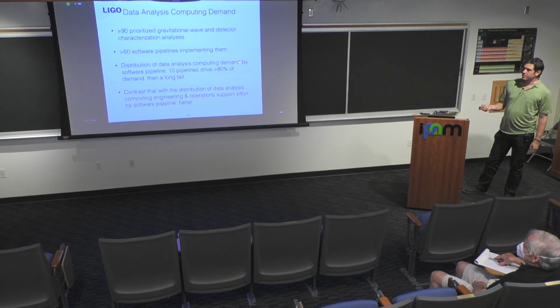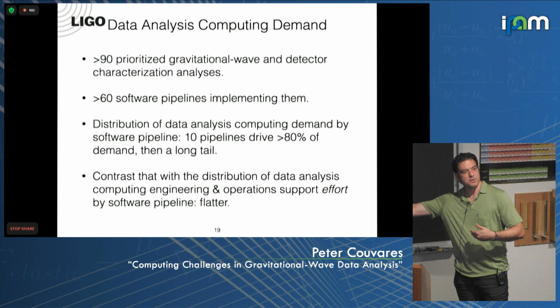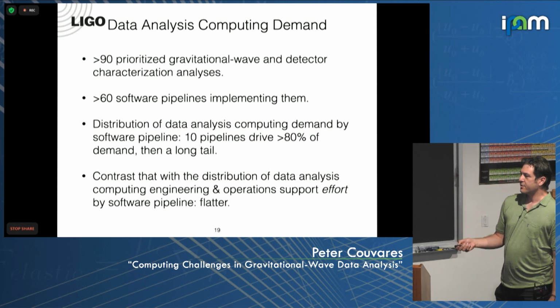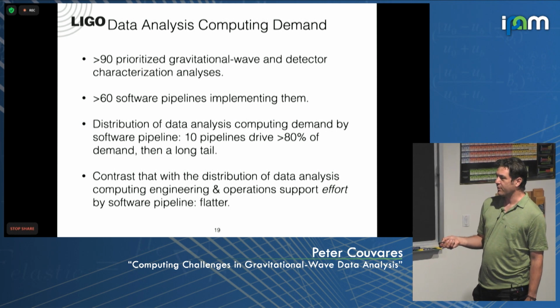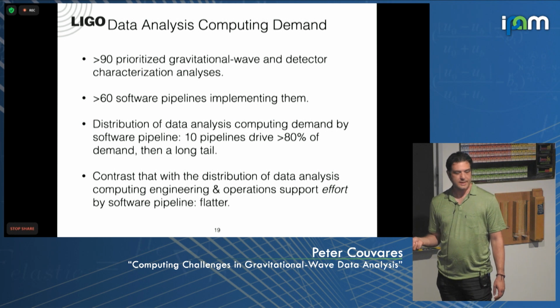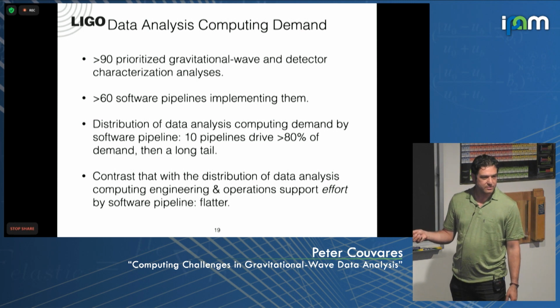Interestingly, the distribution of computing demand in terms of the number of cycles: about 10 searches, and it probably is 10 pipelines as well, drive about 80% of our demand. And then there's a long tail. So we have a small number of searches that are very computationally expensive, and then a bunch that are much less so. But interestingly, the distribution of data analysis computing engineering support effort, the FTEs that are needed to support this, is flat. In other words, it takes about the same amount of computing infrastructure and optimization support for every one of these as each other. They're all roughly the same. So they have very different demands in terms of their CPU cost, but in terms of their human cost, they're very similar.